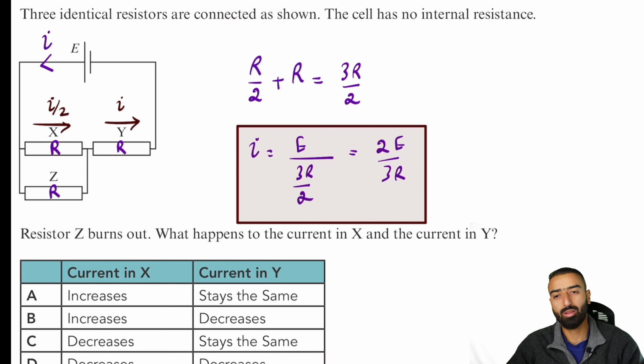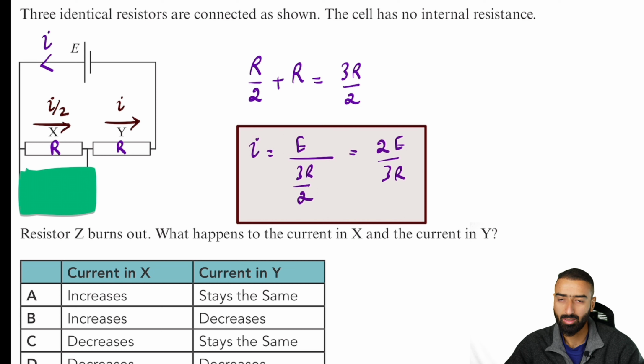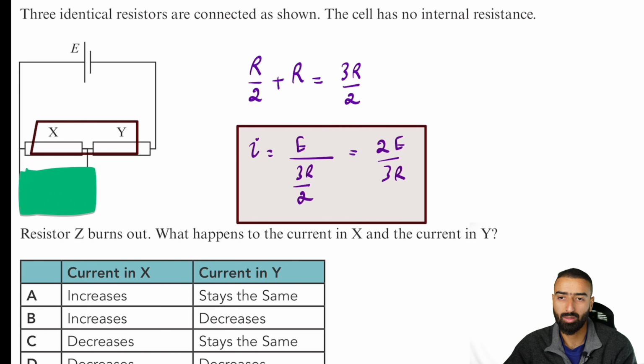Now let's say the resistor Z burns out. What happens then? Well, if the resistor Z goes away, let's put a tape here, then that portion is disconnected. If that's the case, the total resistance of the circuit becomes 2R. 2R is the new resistance.